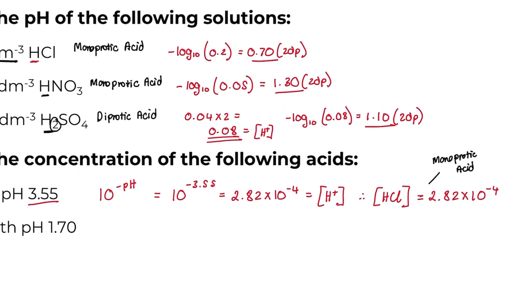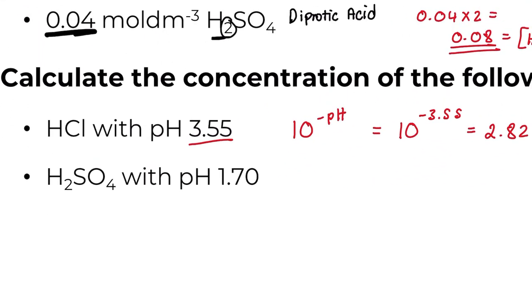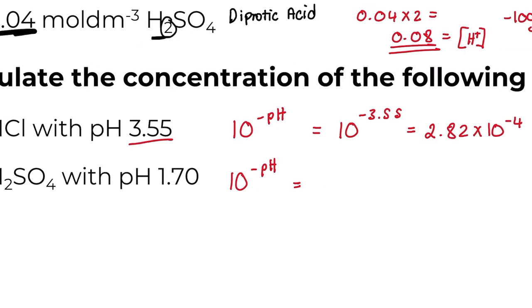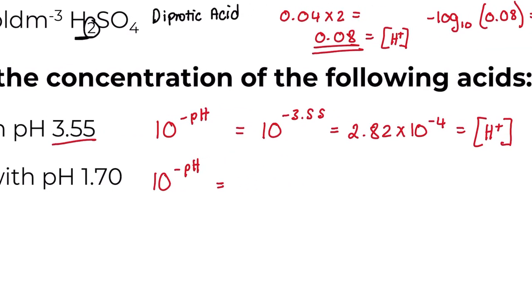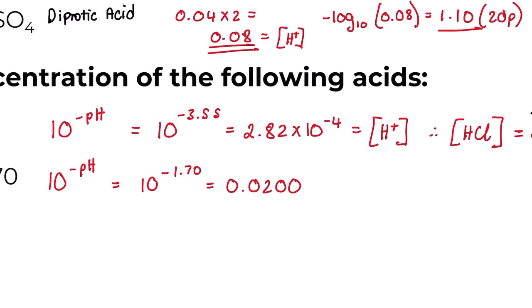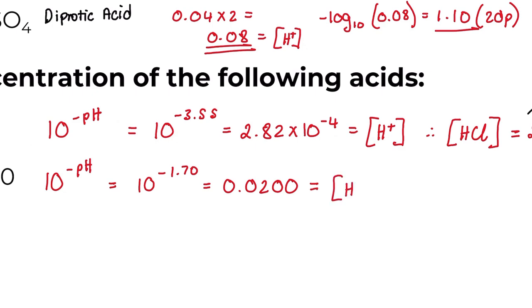Okay. Now, final question over here. Again, we're going to use our same expression because we're calculating the concentration. 10 to the power of negative pH. In this case, the pH is 1.70. So we're going to have 10 to the power of negative 1.70. And that's going to give you an answer of 0.0200. And this is the concentration of hydrogen ions.